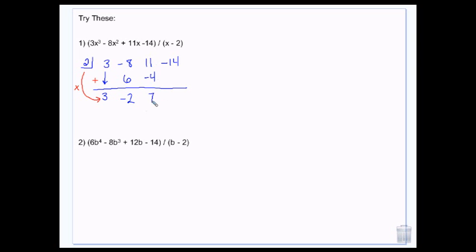11 plus negative 4 is 7. 2 times 7 is 14. Negative 14 plus 14 is 0. This is my remainder. So I have no remainder, which is good. That means it divides evenly.